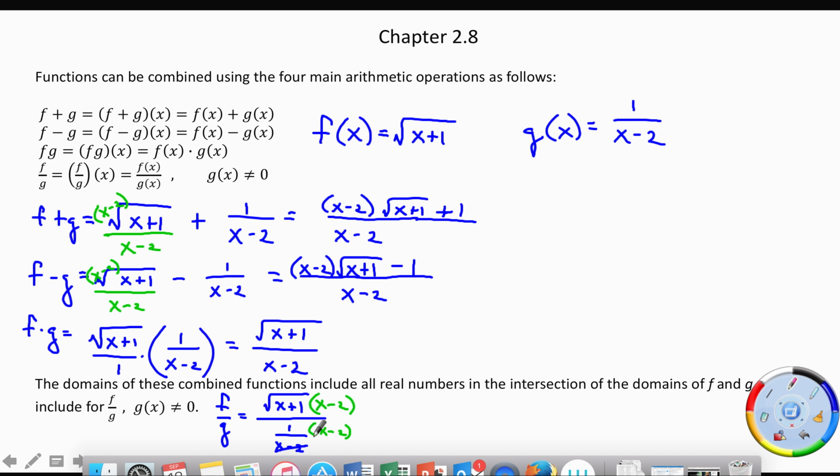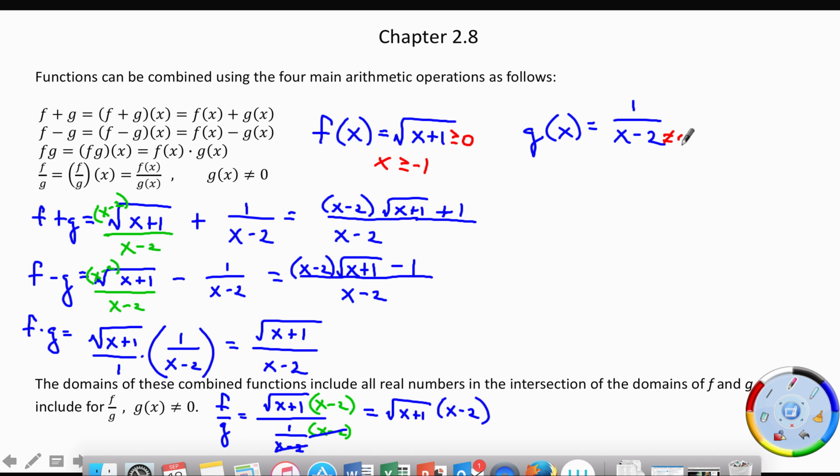So that I can get rid of that denominator, and I have the square root of x plus 1 times x minus 2. Okay, now to find the domain, I need to go up here and find the domain of each one of these individual functions. Remember, if I have a radical, I can't take the square root of negative numbers. So whatever's underneath the radical has to be greater than or equal to 0. In other words, my domain is x has to be greater than or equal to negative 1.